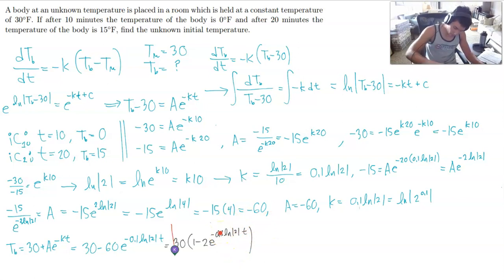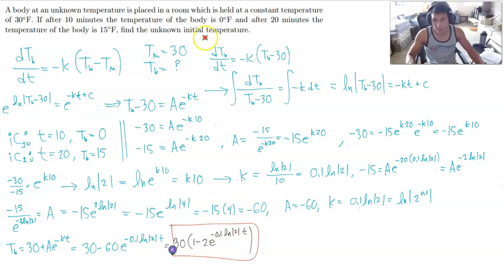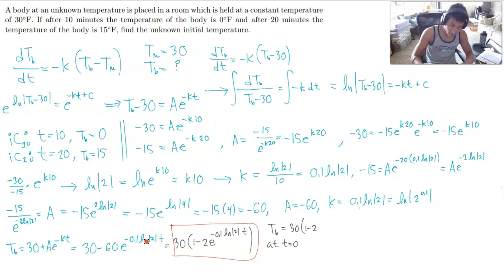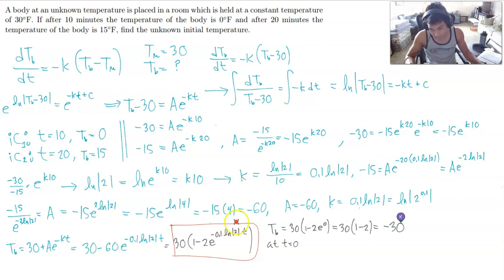So this is your solution, but you're not done yet because you want to know the initial temperature, right? So a lot of work all just to get to here, and then you're not even done yet. So what is the initial temperature of the body, right? Because this is TB. So what you do is you say TB is equal to, at time 0, at t equals 0. So then you get 30, 1 minus 2 e, and then this is 0 right here, right? So it's going to be e to the 0. So you get 30, that's going to be 1 minus 2. So you get negative 30, right?